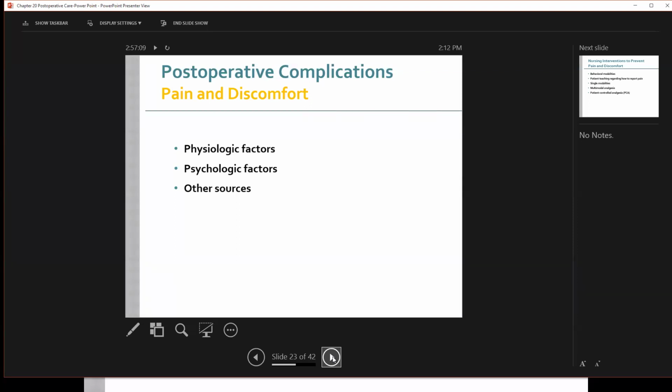Physiologic factors of pain include irritation of skin and underlying tissues by incision and retracting during surgery, reflex muscle spasms, positioning during surgery, and placement of various tubes may also contribute to pain and discomfort. Psychologic factors include fear and anxiety. Other sources of discomfort include nausea and vomiting, environmental noises, noxious odors, and shivering.